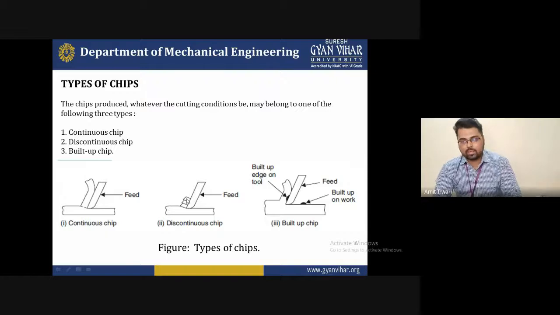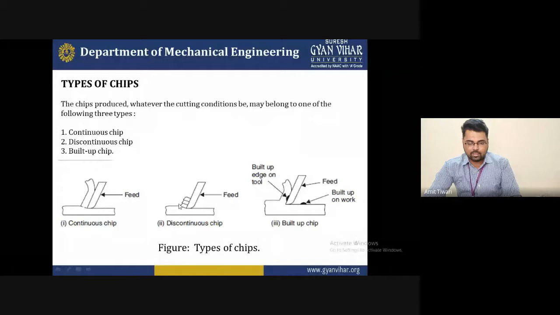A ductile material is used for continuous chip formation, and we do not require the discontinuous chip. But certainly if you use a brittle material for machining, then this type of chip will be formed. Continuous or discontinuous chips are sometimes required, but most of the time they are not an indication of good machinability.